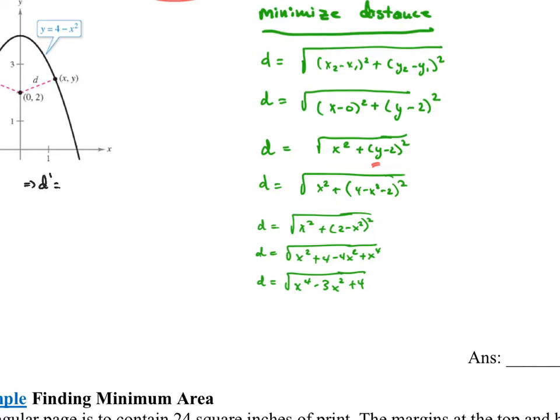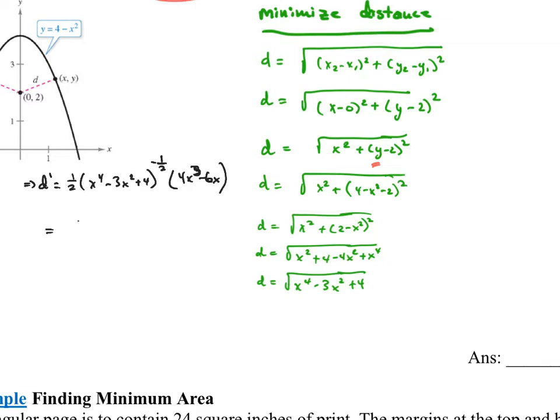The derivative of that requires the chain rule. Remember, square root of is the same thing as that raised to the 1/2. So it's going to be 1/2. The inside remains the same, x to the 4th minus 3x squared plus 4 to that power minus 1, so that would be negative 1/2, times the derivative of the inside. So drop the power, inside stays the same, power minus 1. Now we need the derivative of the inside. Well, the derivative of x to the 4th minus 3x squared plus 4 is 4x cubed minus 6x.